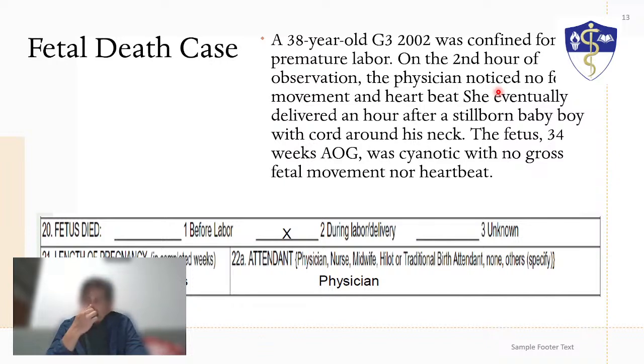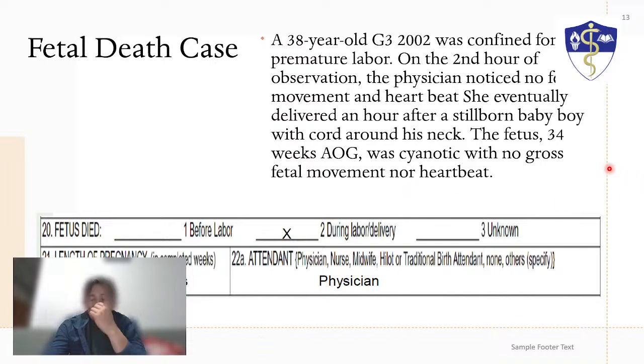I've seen how OB-GYNs do this. They put a lot of oxygen on the mother, trying to give oxygenation to the baby boy who will probably have a cord coil just like in this one. So it's possible. We're not blaming people when this happens. So the fetus, 34 weeks age of gestation, was cyanotic with no gross fetal movement nor heartbeat. So the patient is declared dead.